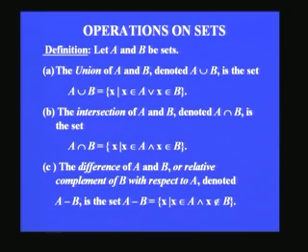Operations on sets. We will have some binary operations on sets. Let us consider what they are. Let A and B be sets. The union of A and B, denoted by A union B, is the set A union B equal to {X : X belongs to A or X belongs to B}. It consists of all elements contained in A and B, both.